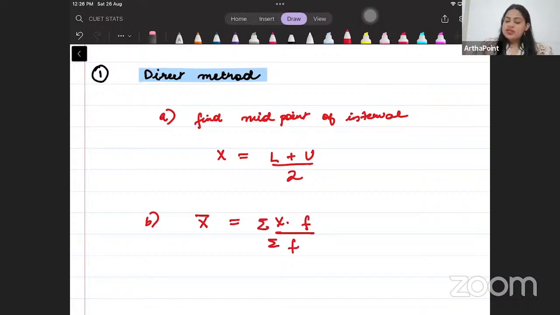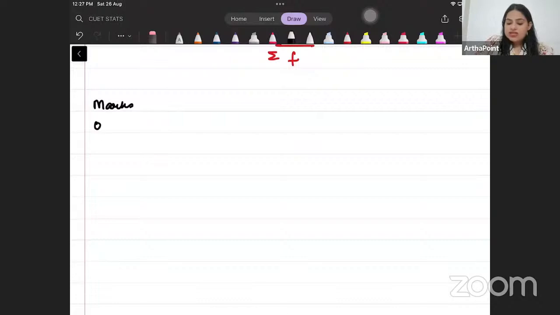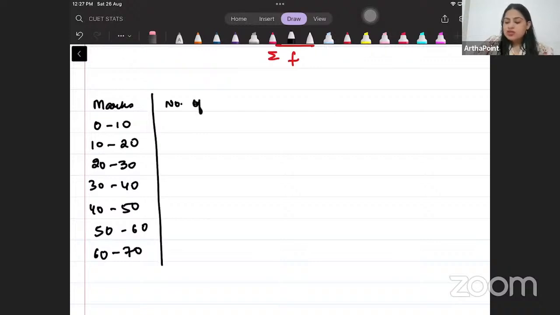Right? Let's take an example. So suppose you're given a data set, beta. Let's again take marks here. So the marks given to you are 0 to 10, 10 to 20, 20 to 30, 30 to 40, 40 to 50, and 50 to 60, 60 to 70. These are the marks given to you. And you're given the number of students here.